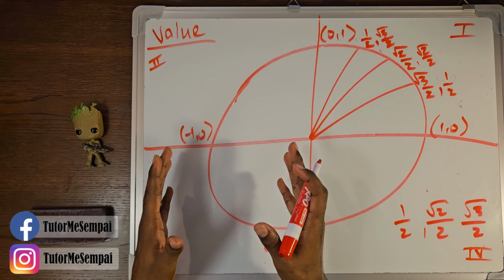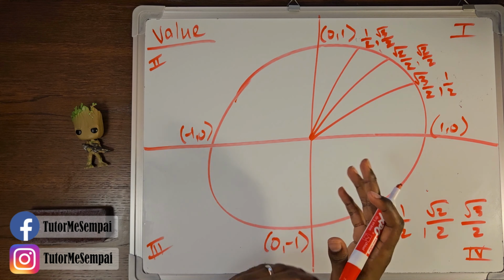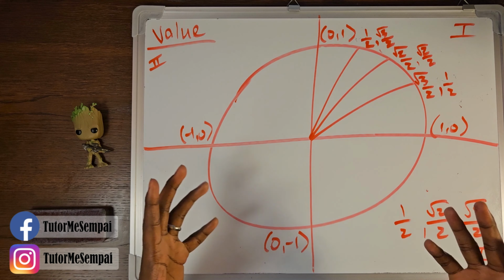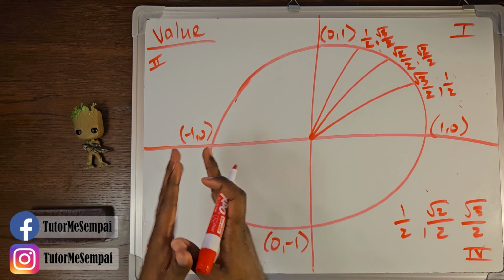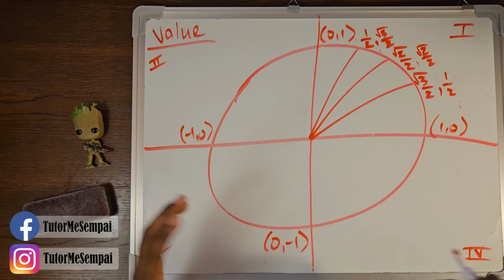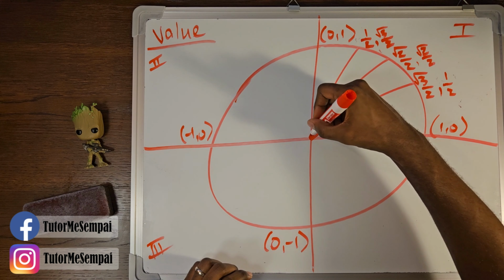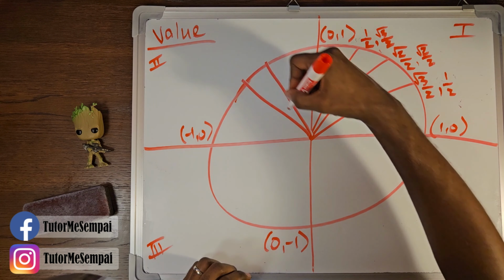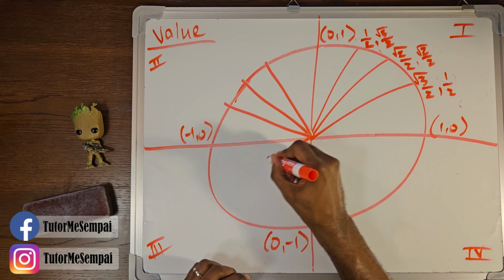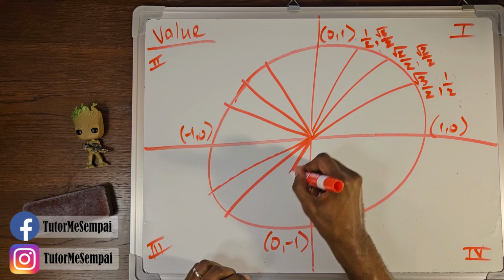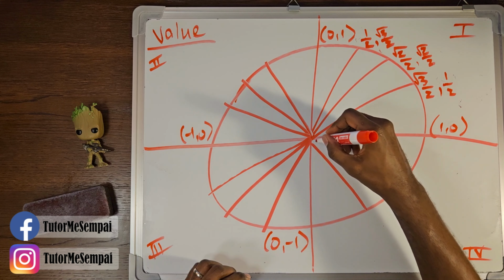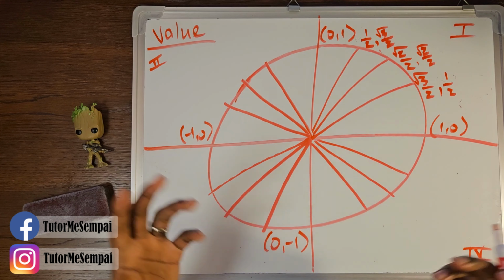Everything is going to have this, except it's going to be positive or negative. And that's going to depend on the characteristic of that quadrant. So if you want, you can make your 3 lines, 1, 2, 3 for each of these. These are not going to be perfect, but you get the point. And now we start filling in.